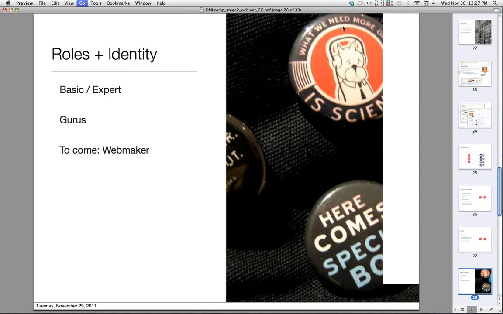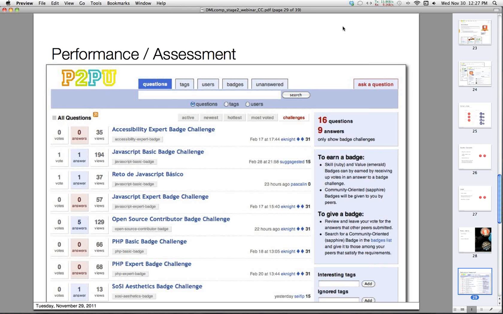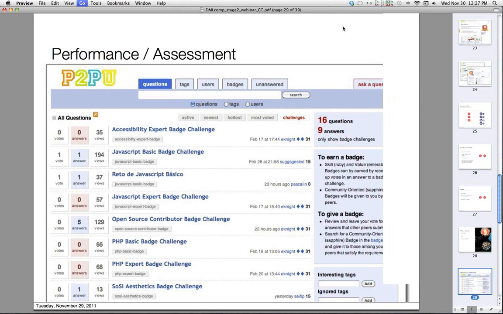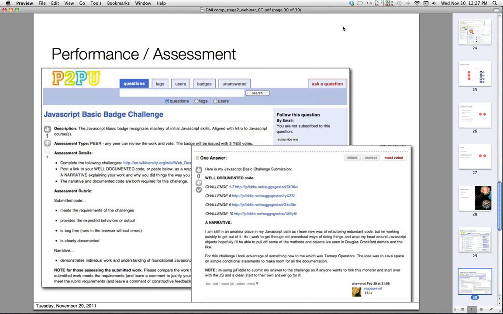And in this instance, performance and assessment, I'm showing you the badge challenges that were assigned here. I'm going to move to the next page because, in particular, we looked at the JavaScript basic badge challenge here. We're looking at that on screen. We developed challenges that people had to finish in order to get assigned a badge. They might have had 5 challenges that built to 1 badge.